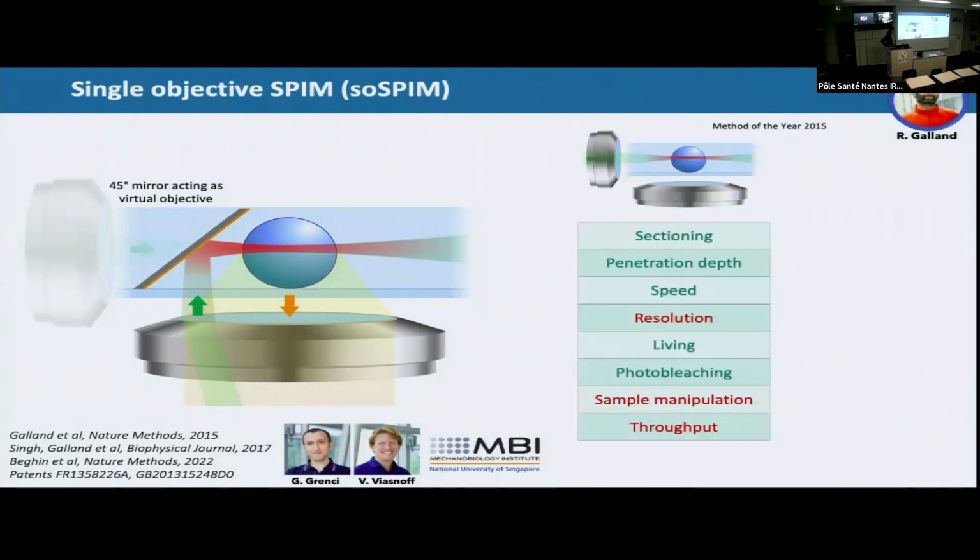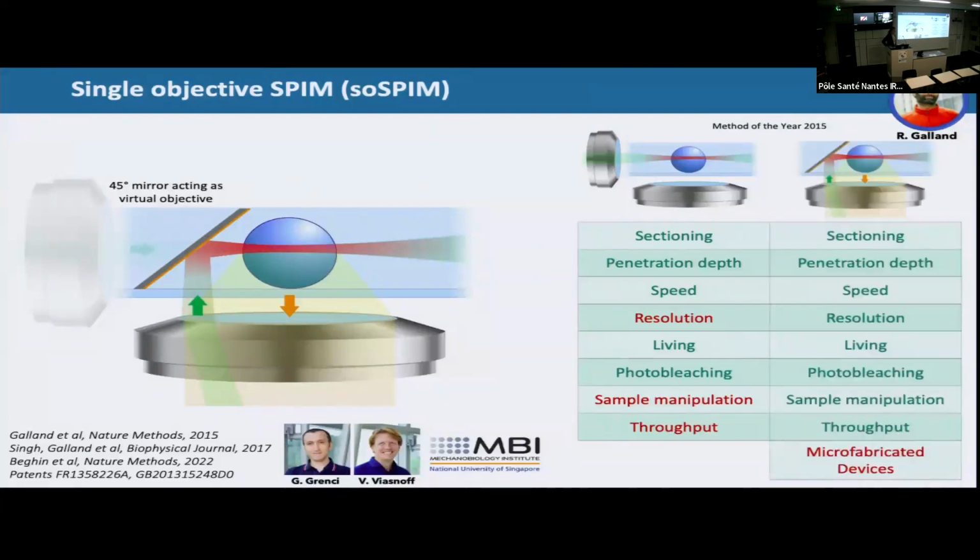So what's the advantage if we now compare to traditional light sheet, which uses at least two objectives? We know the virtues of this technique: very good sectioning capability, penetration depth, speed of acquisition, and it is also very gentle to live samples and photobleaching. But using two objectives also restricts, and this is known, the resolution and the use of high numerical aperture objectives, and also the access to the sample and sample manipulation, which at the end prevents acquiring a large amount of data.